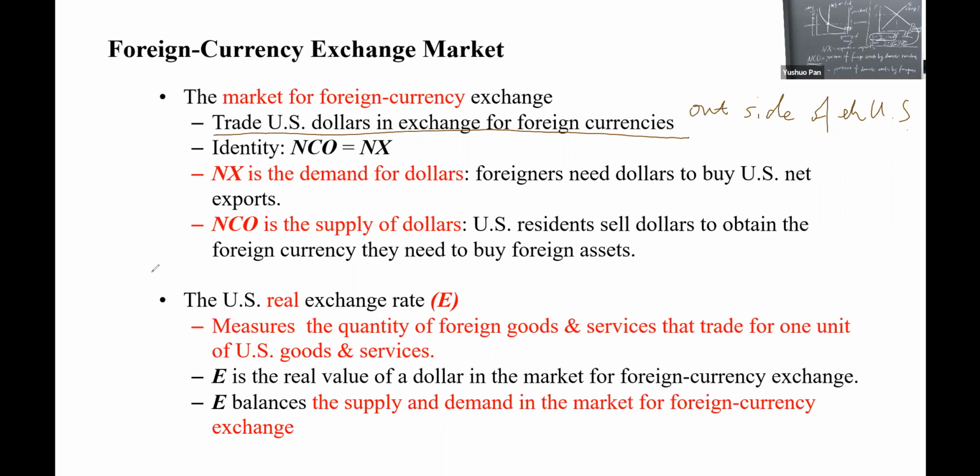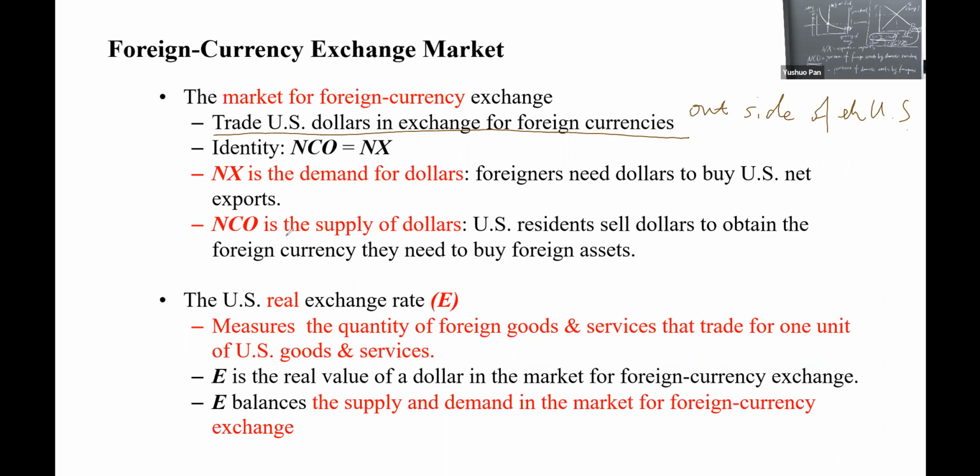But when we talk about NCO, that's the asset held by the domestic residents or the asset held by foreigners. So these are two different markets. For net exports, the foreigners want to buy goods from the US, so they need US dollars to buy the goods. If they need US dollars, that's a demand for the US dollar market, or the foreign exchange market.